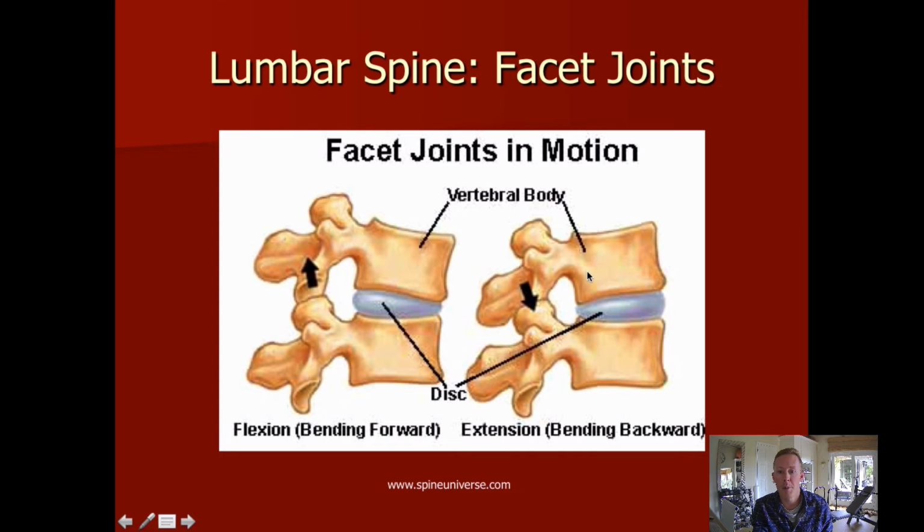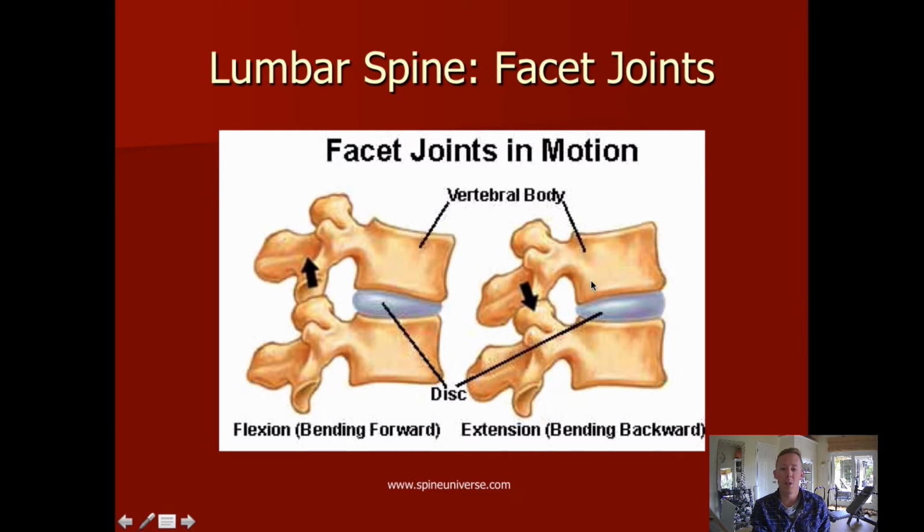And on the opposite side, if we have extension, the facet joints are closed. The top one is sliding down on the bottom one, so that's closing, and the intervertebral foramen becomes smaller. So again, people who have spinal stenosis usually like flexion and not as much extension.